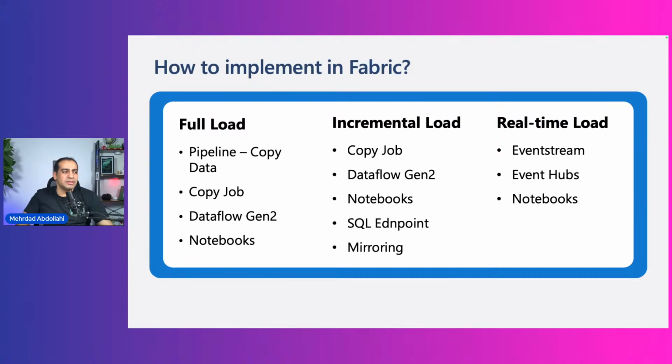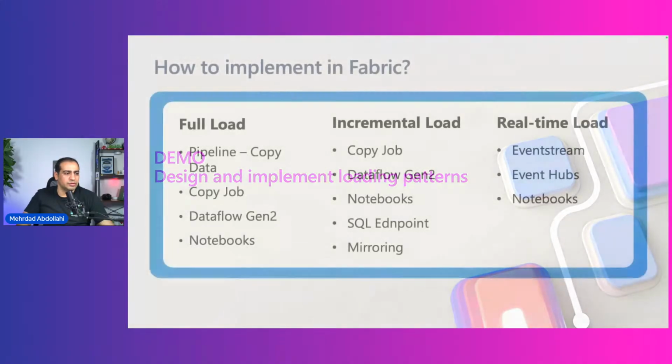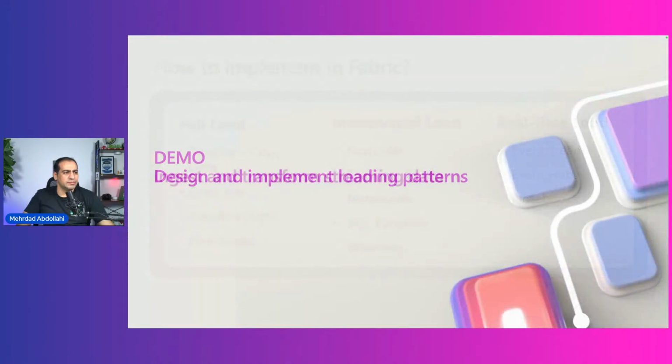So how to implement them? Just an overview of the guidance. For the full load, we can have the copy data, the copy job, Dataflow Gen2, and notebooks. For the incremental load, the same thing, plus the mirroring and Azure SQL endpoint. For the real-time data, as I mentioned, we can have the event stream in Real-Time Intelligence, Event Hubs, and notebooks for structured streaming, basically Spark.